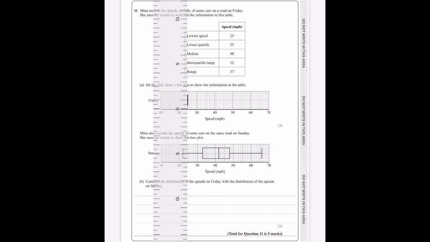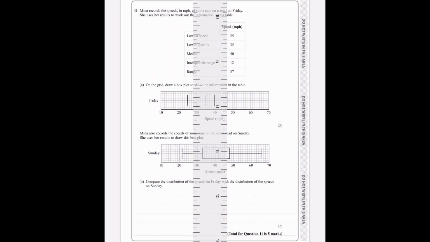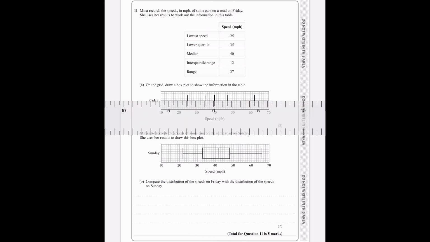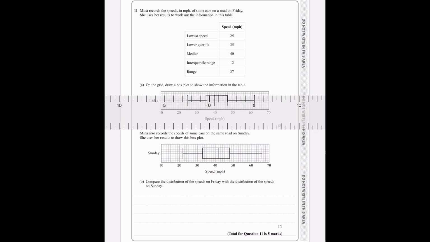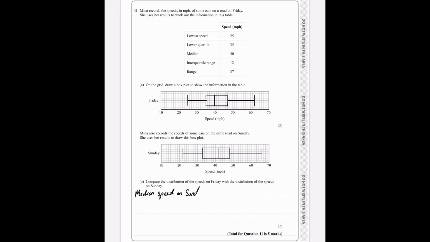Okay, for Mina and her speed recordings, you can work out where the upper quartile and the largest value are from the interquartile range, etc. It should look like that once you're done. Then you've got to compare the median and you've got to compare the interquartile range.